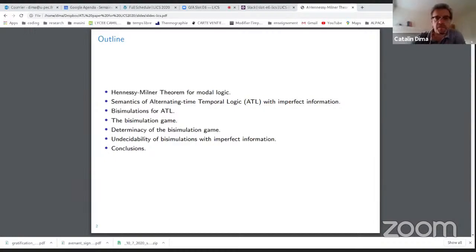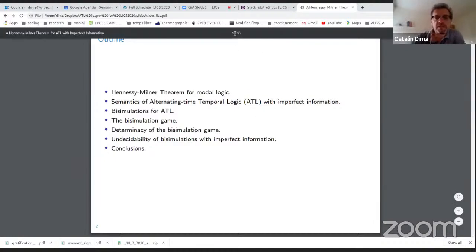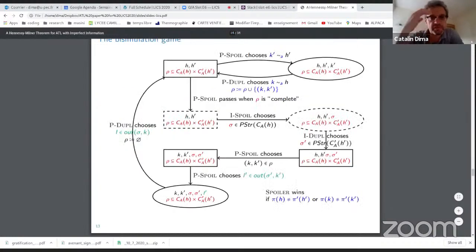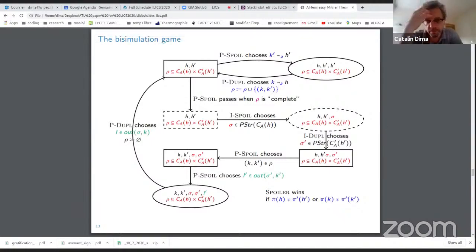So the difficult part here is the reverse implication, the completeness part, for which we actually define a bisimulation game, which is an extension of the classical bisimulation game. And this bisimulation game is played between 4 players. So we have 2 spoilers and 2 duplicators.